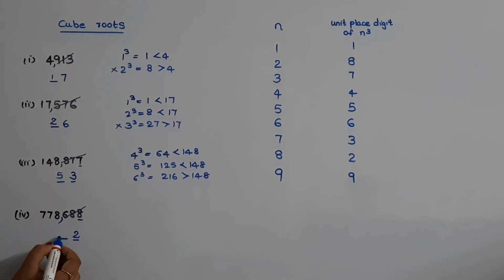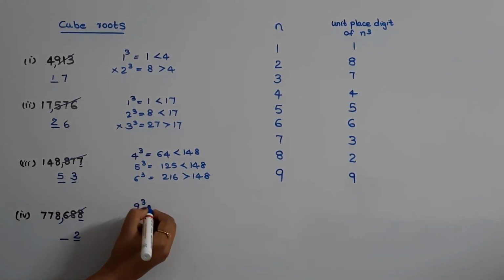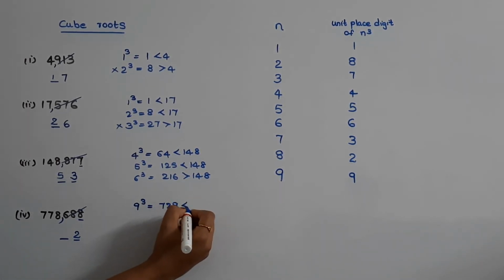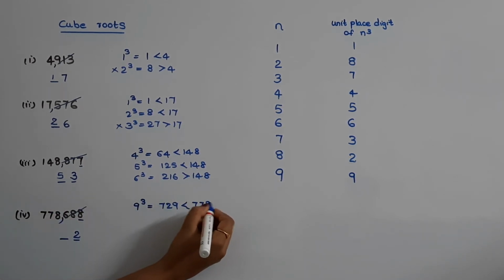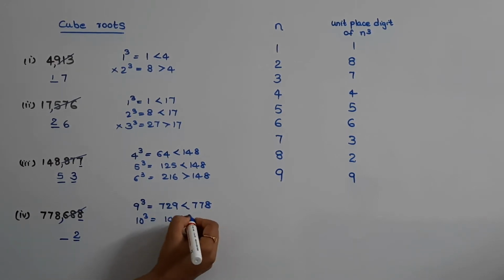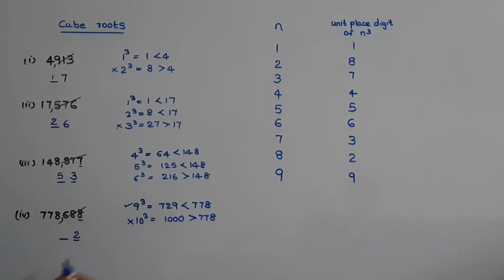Now this number will be the largest number whose cube is less than 778. So 9 cube is 729. This is less than 778. Now 10 cube is 1000, but it is greater than 778, so we cannot use 10. So we need to use this 9 here. So 9 is the largest number whose cube is less than 778. So the cube root of this number is 92.